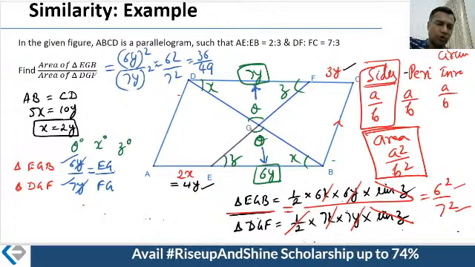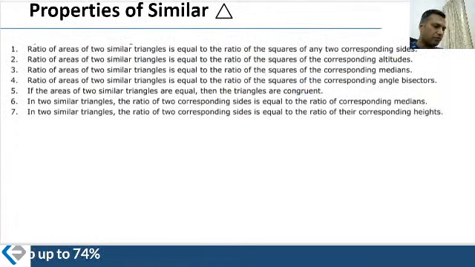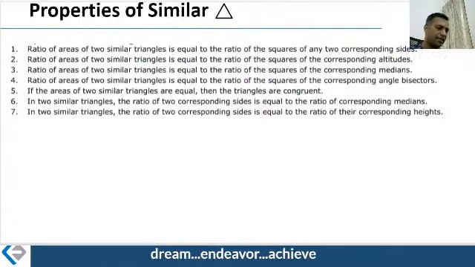Now I don't have to go through this sine theta, half AB sine theta, not required, because we remember those particular properties. You need to remember those properties. Now here I have a list of them. The ratio of the areas of similar triangles is equal to the ratio of the squares of any two corresponding sides. That's what we meant here.